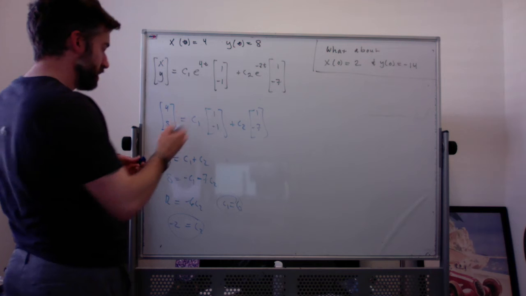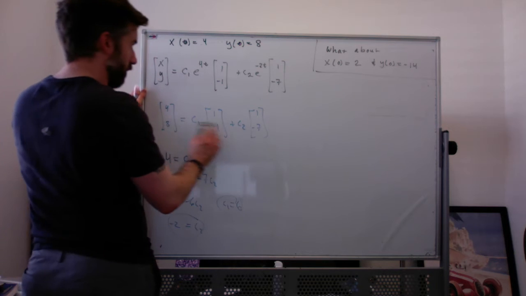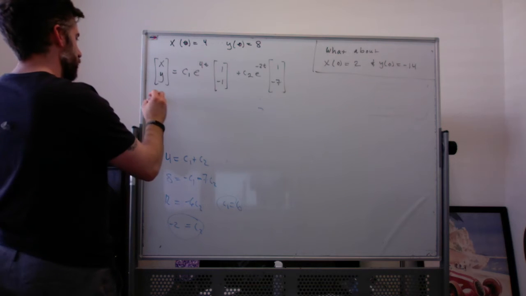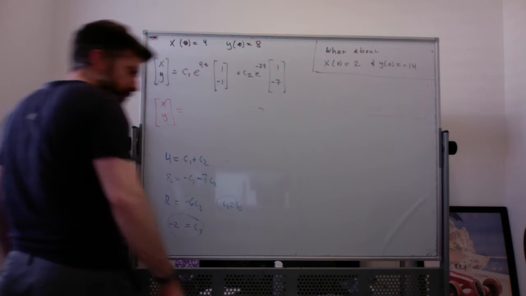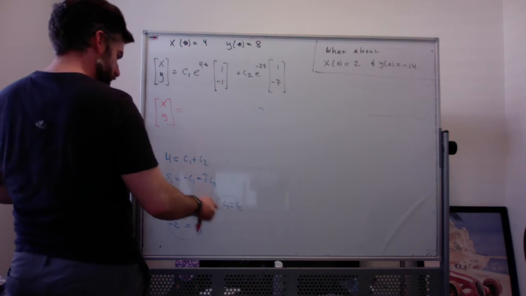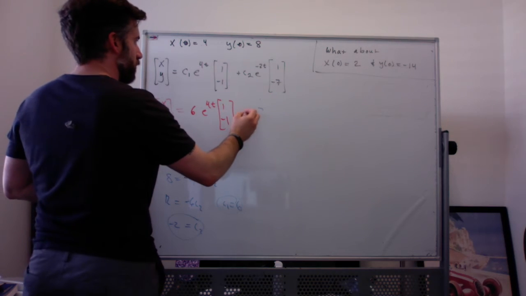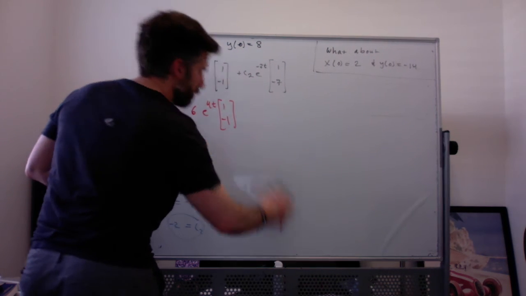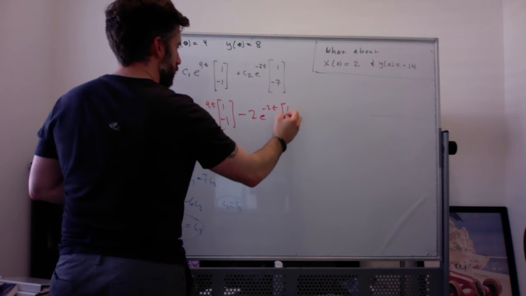So for these initial conditions, our actual final equation, or our particular solution here, I'm going to erase this, is x, y equal to c1, which is 6, e to the 4t times 1, negative 1, plus c2, which is negative 2, e to the negative 2t times 1, negative 7.